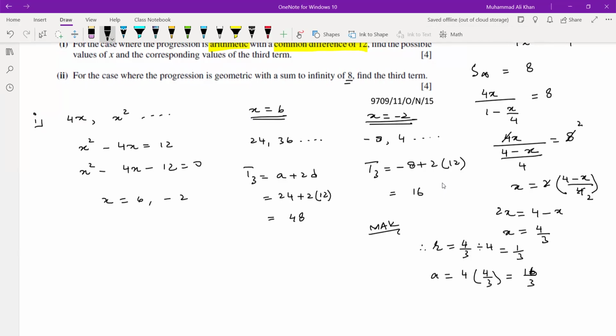Therefore, we have to calculate the third term. T3 किसके equal है? a r squared. And what is a? Sorry, a is 16 over 3. And the common ratio is 1 upon 3, squared. What is the final answer? Final answer बता दीजिए. 16 over 27 is the final result for the third term.